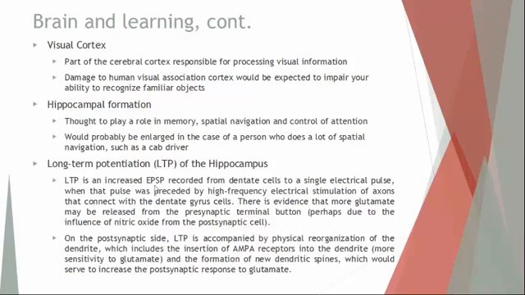And these are going to be preceded by high-frequency stimulation of axons that connect with those dentate gyrus cells. Now, all that is saying is the more that you do something, especially a mental skill, like learning a foreign language or practicing algebra, the faster your brain will be able to process that information. So this is all that's saying. The more you practice this, the faster the response will be in these postsynaptic neurons. And there is evidence that more glutamate will be released from the presynaptic terminal button, and this could be due to the influence of nitric oxide.